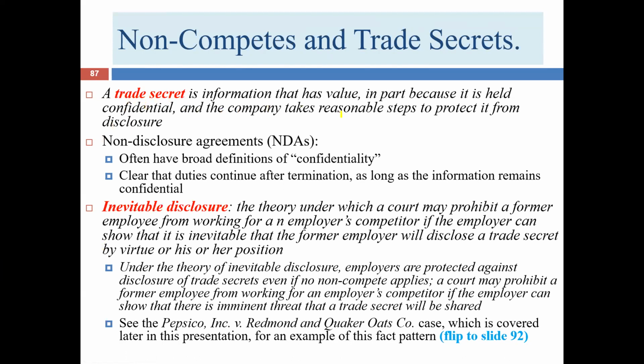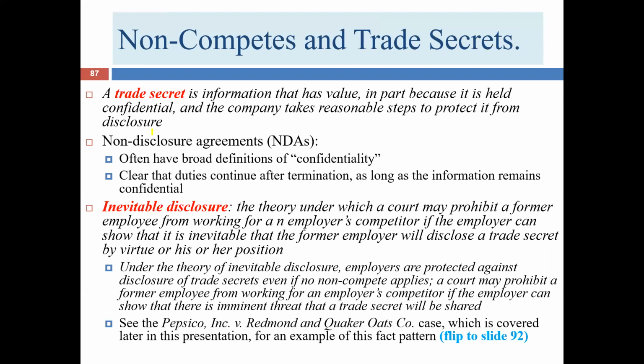A trade secret is information that has value, in part because it is held confidential and a company takes reasonable steps to protect it from disclosure. Things that could qualify as trade secrets would be the 11 herbs and spices in Kentucky Fried Chicken or the formula for Coke. Those are examples of trade secrets.